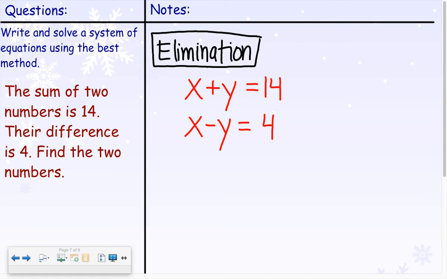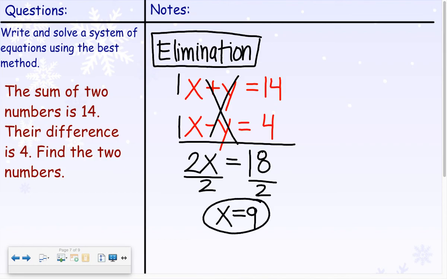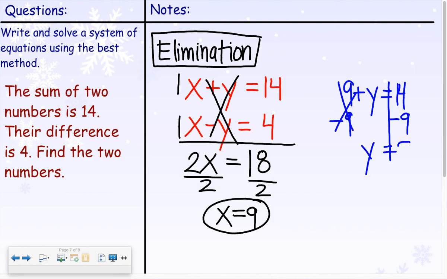And right away, we have opposites, y and negative y, so we don't even have to do any multiplying. Remember, 1x and 1x make 2x. 14 and 4 make 18. Divide both sides by 2, and I have x equals 9. If I take 9 and plug it into my top equation, 9 plus y equals 14, minus 9 on both sides, and we're left with y equals 5. So 9 and 5 are my two numbers.